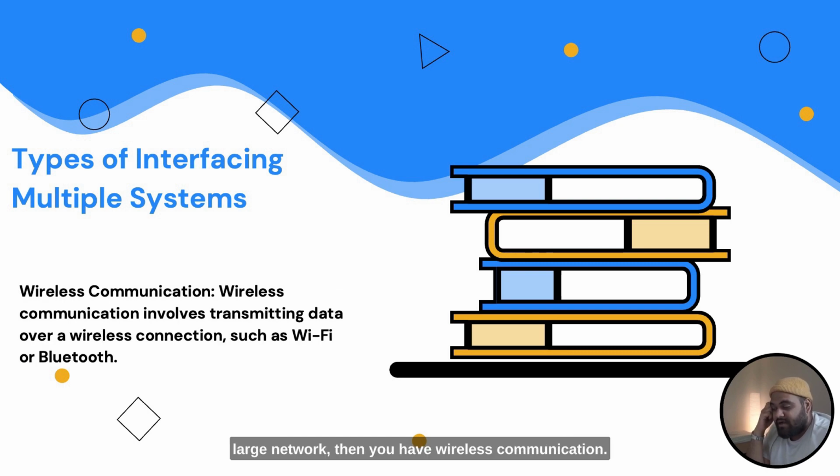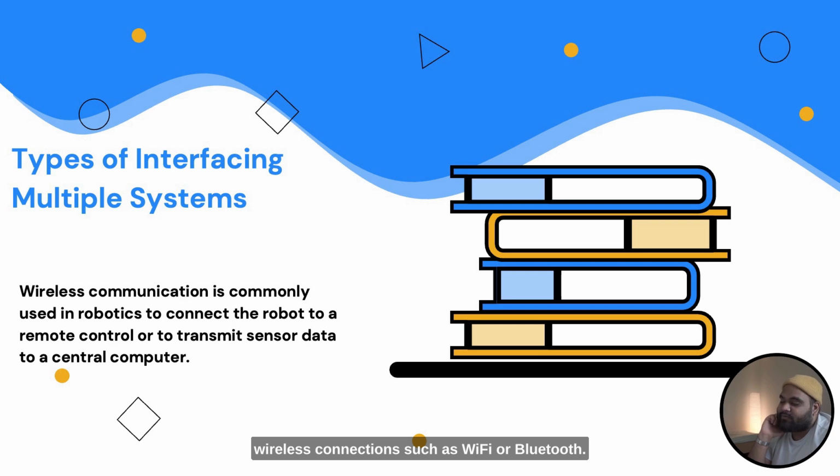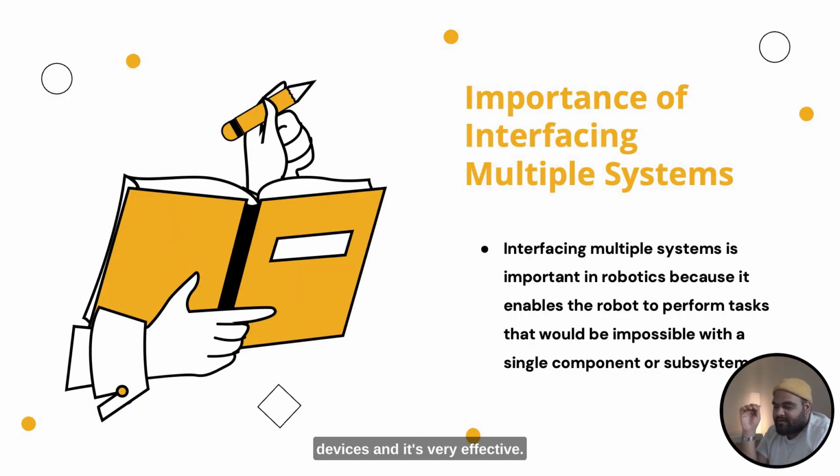Then you have wireless communication. Now, wireless is a very vague word, so it means Wi-Fi, Bluetooth, anything you talk about which is wireless. It can also include microwave signals, and that's also part of it. Wireless communication involves transmitting data over wireless connections such as Wi-Fi or Bluetooth. It is commonly used in robotics to connect the robot to a remote controller or to transmit sensor data to a central computer. Technically speaking, we essentially have a controller with Wi-Fi or Bluetooth that talks with other devices, and it's very effective.